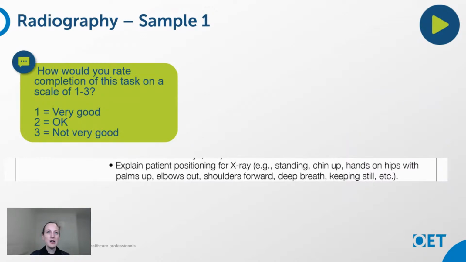So we've got one final extract from the radiographer as she completes the first part of task 5, which is to explain positioning for the X-ray. I want you to listen to her completing this task and then let me know on a scale of 1 to 3 how you would rate it. So you would give it a 1 if you thought she did this very well, it was very good, a 3 if you thought it was not very good, and 2 if you thought it was just okay.